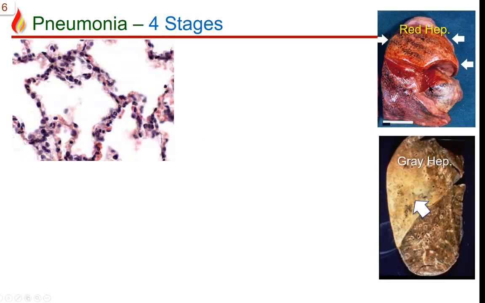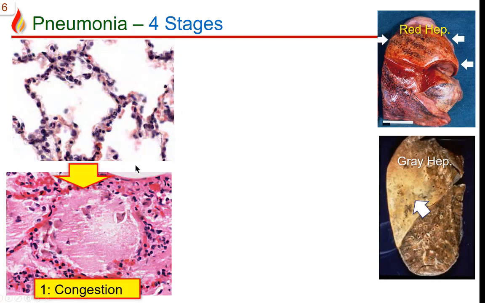I'm now showing gross images of red hepatization, gray hepatization, and the microscopic stages. So a normal lung: alveolar walls, alveolar pneumocytes, capillaries. Following exposure to bacteria, there is severe congestion, that is dilatation of the blood vessels, the first stage of inflammation, vasodilatation, and initial leakage of protein-rich fluid into the alveolar cavity.